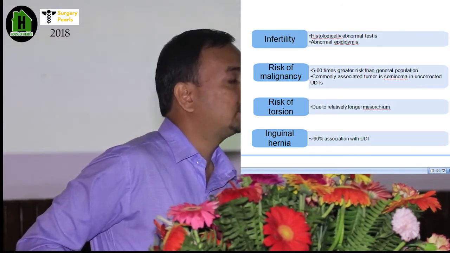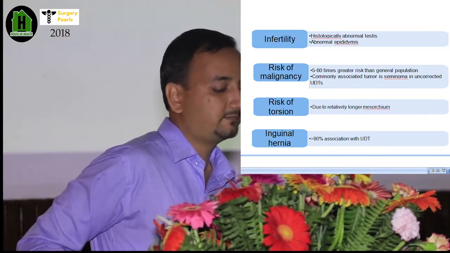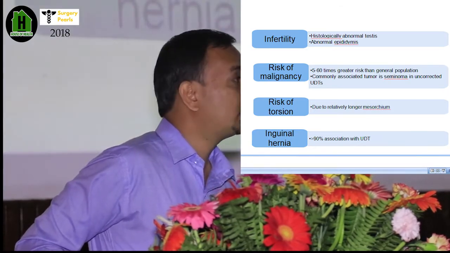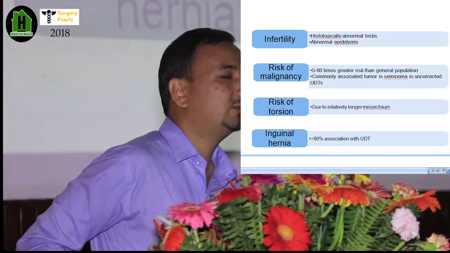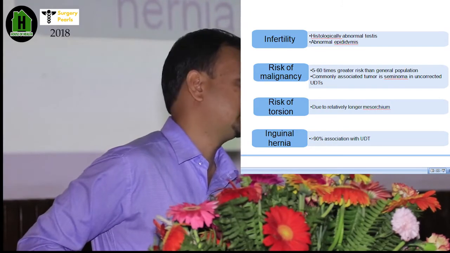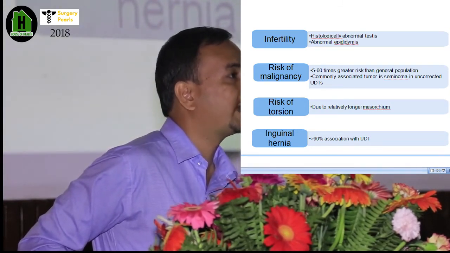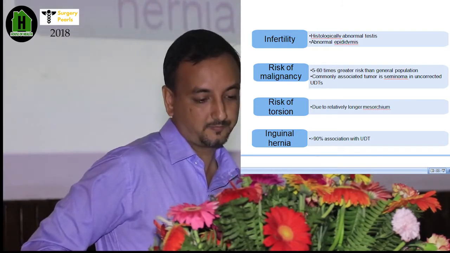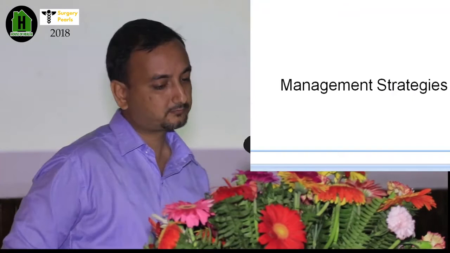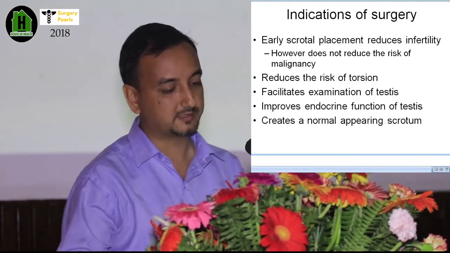There is risk of torsion because there is a relatively longer mesorchium. And you all know that inguinal hernia is present in nearly all cases of undescended testis. So now we're talking about the management strategies. What are the indications of surgery?